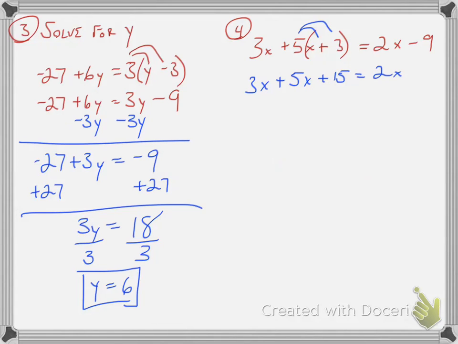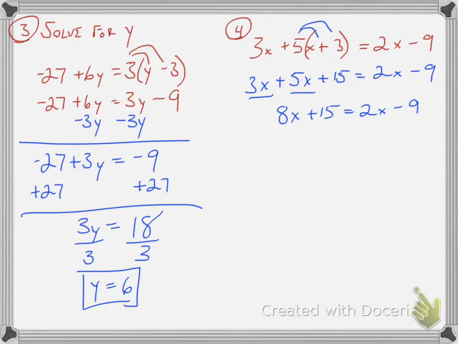And then on the other side of the equation I have 2x minus 9 still. Before I start moving things to other sides of the equation, I'm going to combine my like terms on each side of the equation if I can. So on the left side two of the terms have x's. So I'm going to combine those. Remember, you can combine terms as long as they're alike. So 3x plus 5x is going to become 8x. So I have 8x plus 15 is equal to 2x minus 9.